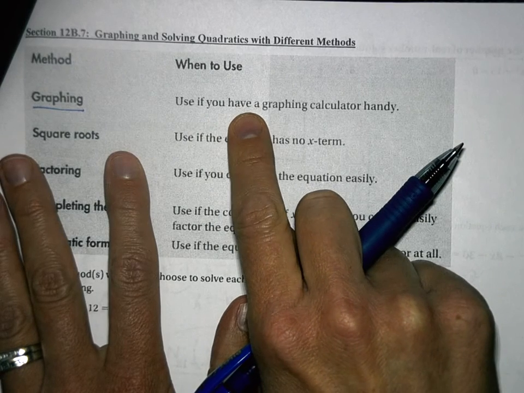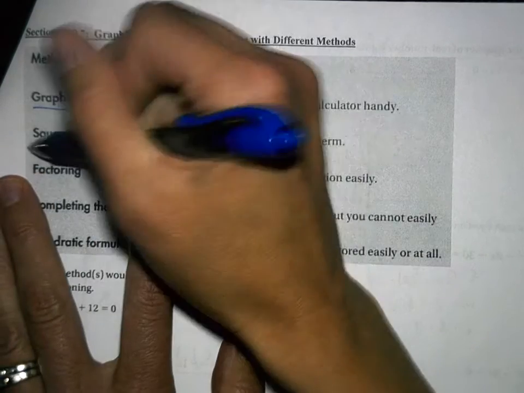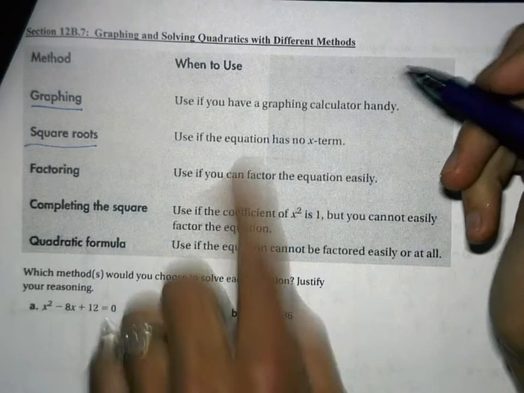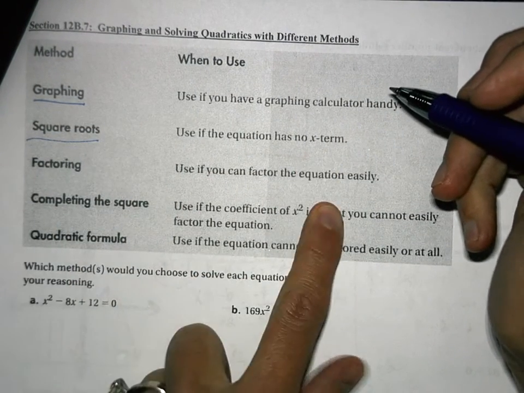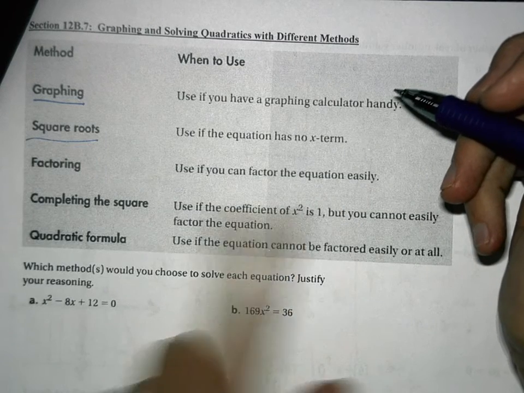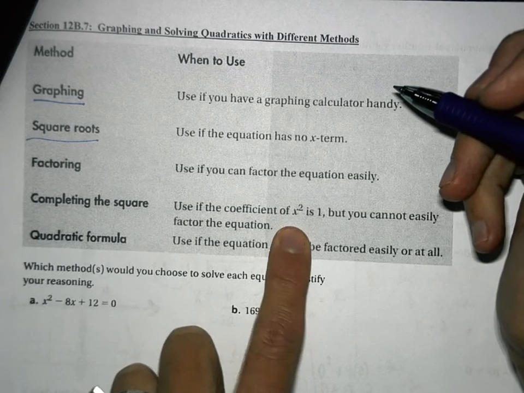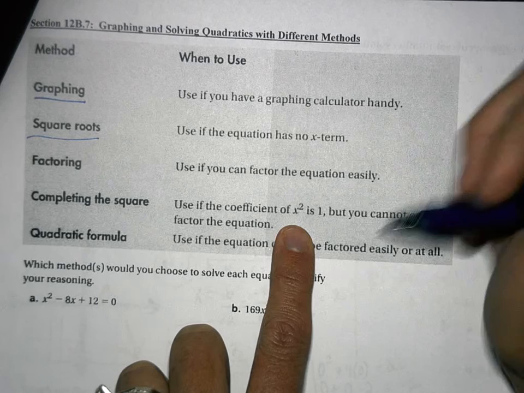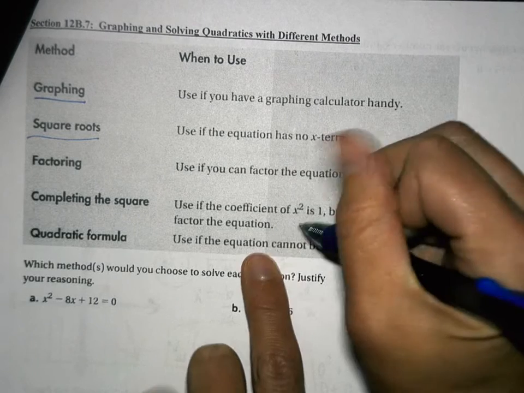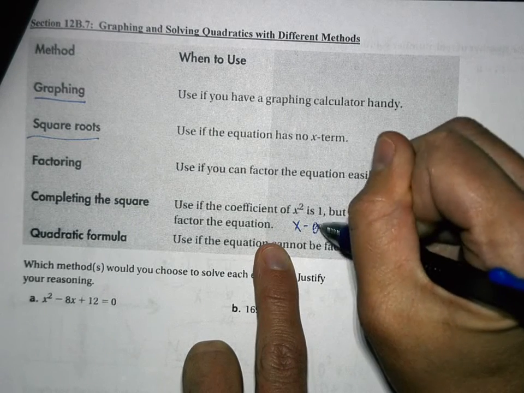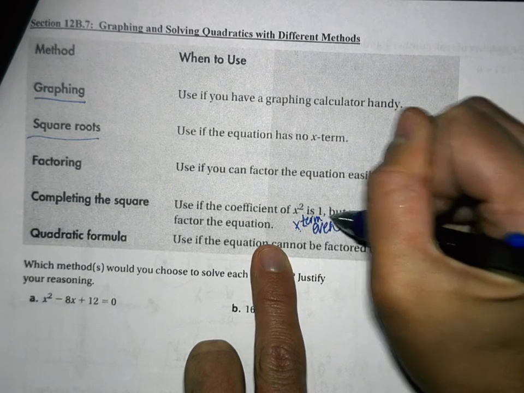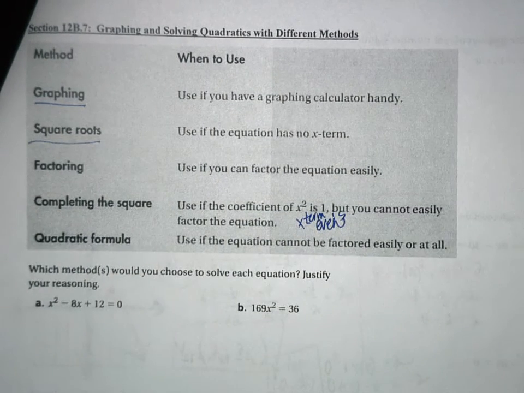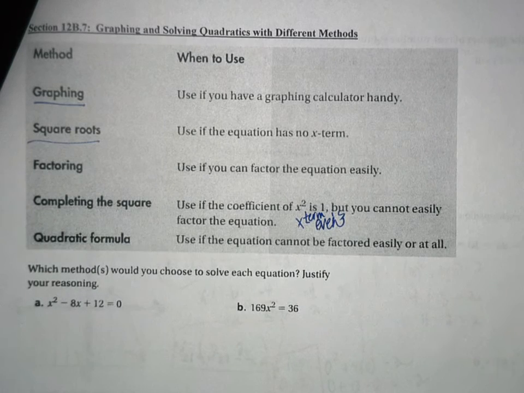But you could also, if you have a graph there, you could use a graph. Square roots are easiest if the equation has no plain x terms, okay? Factoring is if you can factor the equation easily. Completing the square is if you have an x squared, and also if your x term is even. I normally just make sure that the x term is even. Maybe I should put term there. X term is even. And then the quadratic formula if none of the above work.